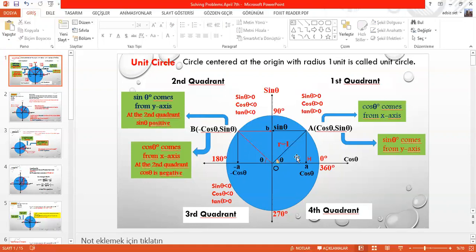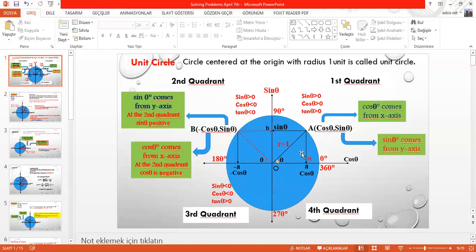Now again, by using this triangle, let's write the sine ratio, sine of theta. Sine of theta is the ratio of the opposite side and the hypotenuse. So sine theta is equal to AH over OA, which is 1. Sine theta is equal to, what is AH? AH is equal to this distance, which is B.